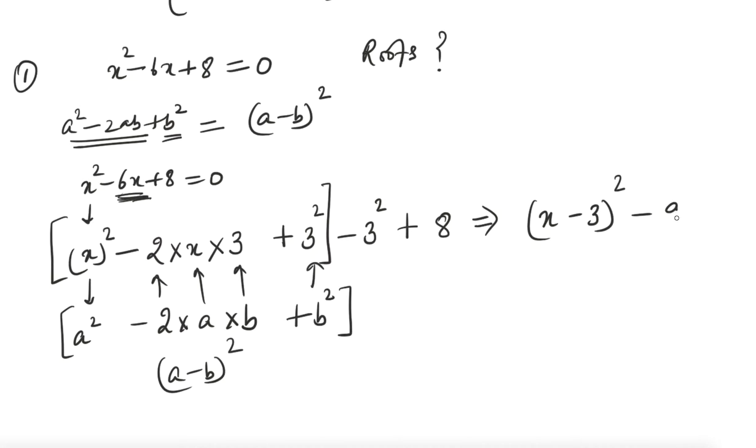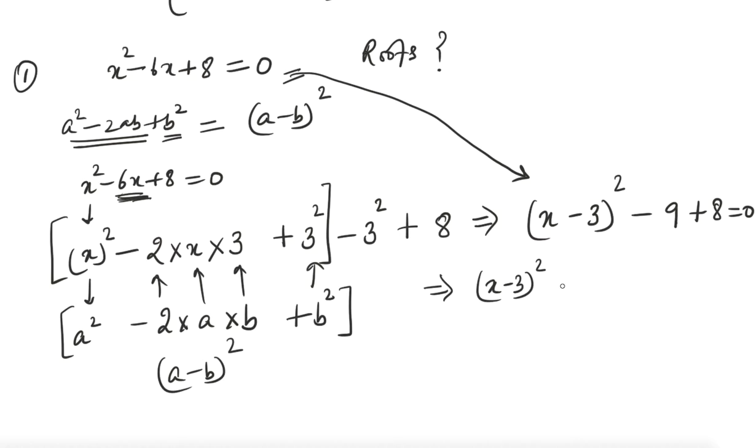minus of 3 square is 9 plus of 8 equals to 0. Okay, so we started with this and I wrote the same equation in this format. Clear? Now this becomes x minus 3 whole square minus 9 plus 8 is minus of 1 is equal to 0. Okay, so this becomes x minus 3 whole square is equal to 1.